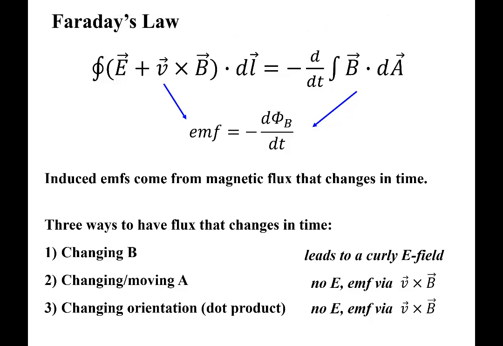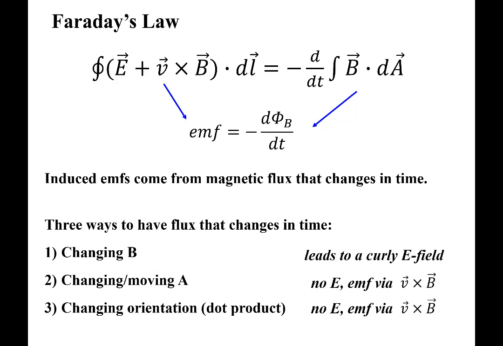So the right-hand side of Faraday's Law is the cause, and the left-hand side describes the effect. So we talk about the rate of change of magnetic flux inducing a voltage that is described by the value on the left-hand side. Now, there are three ways that we've talked about having the flux changing in time.